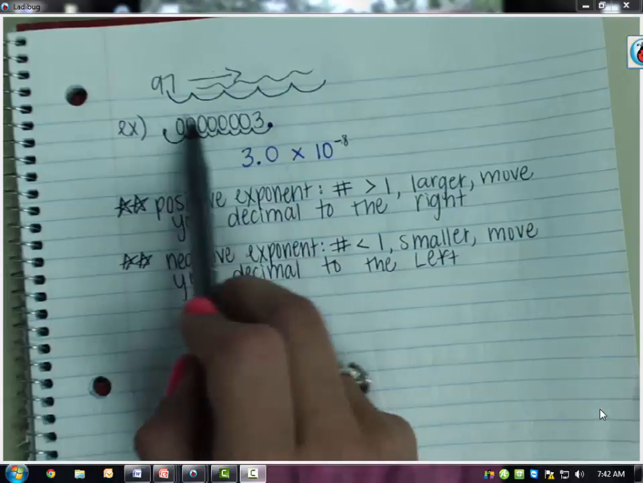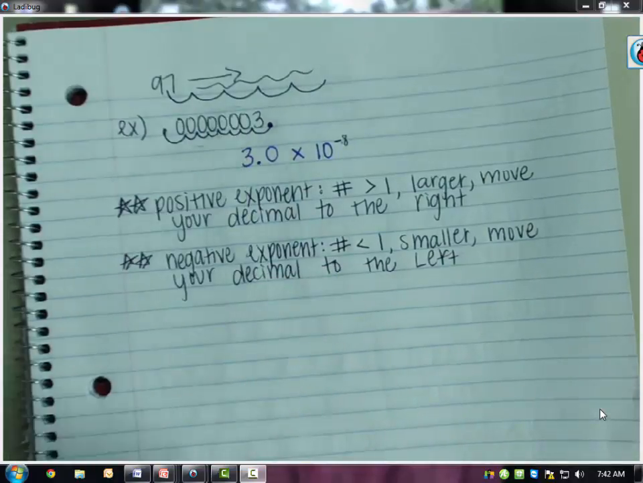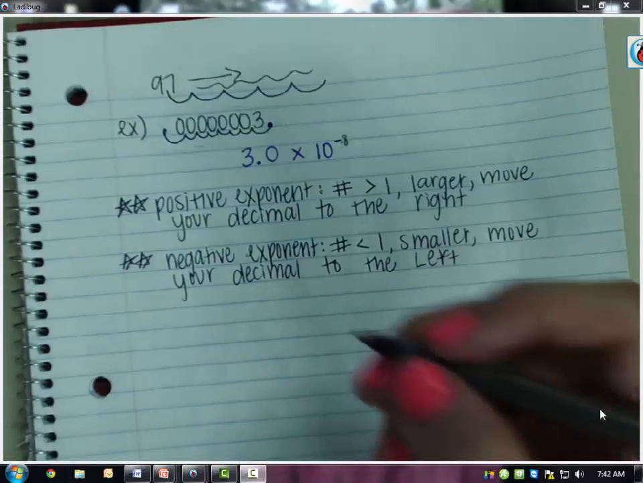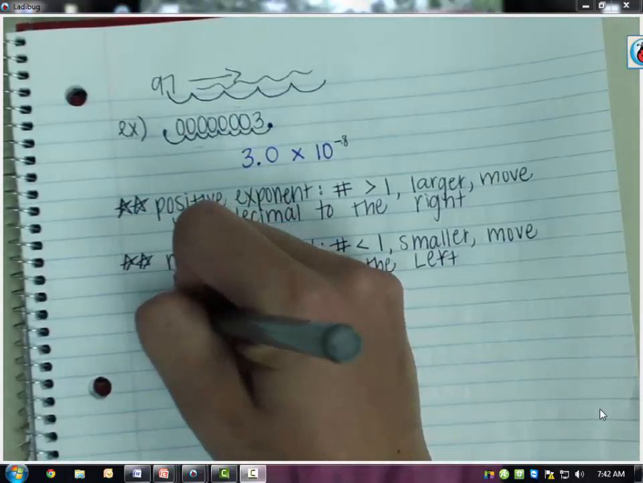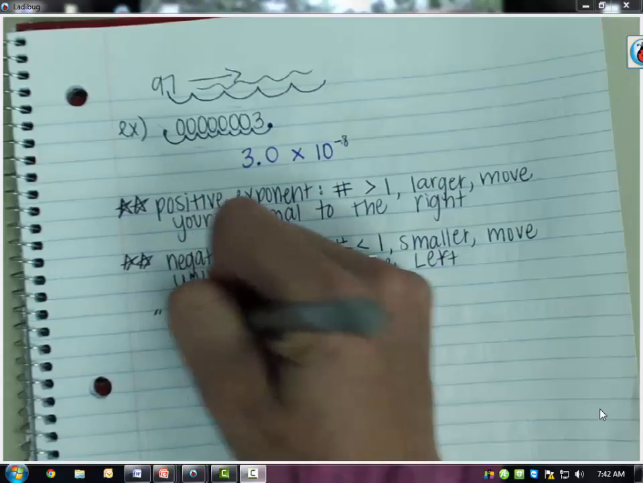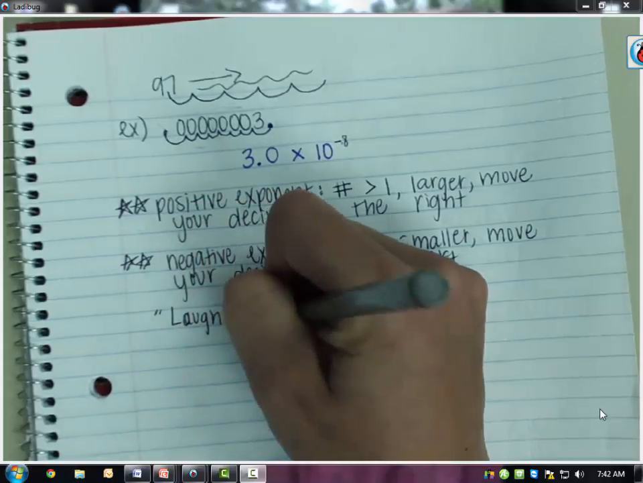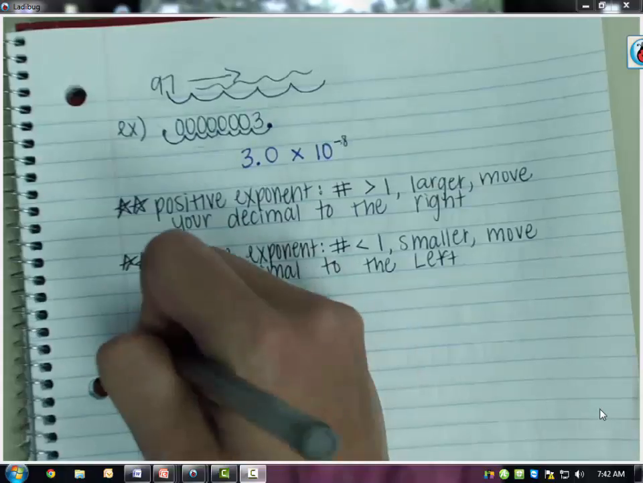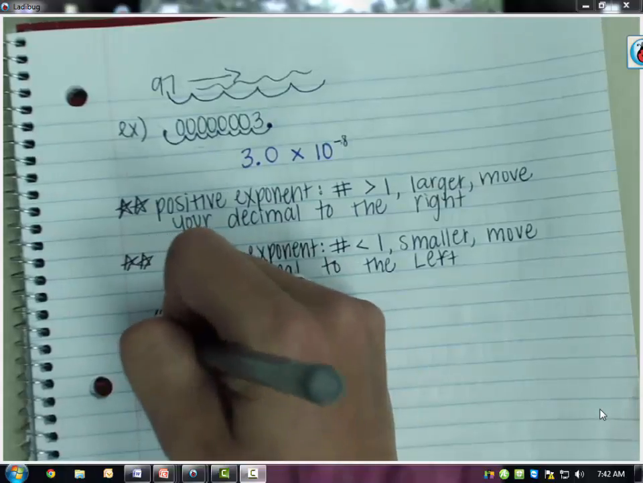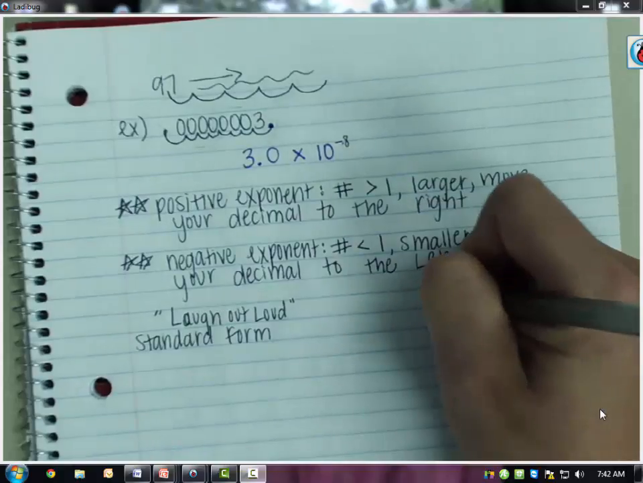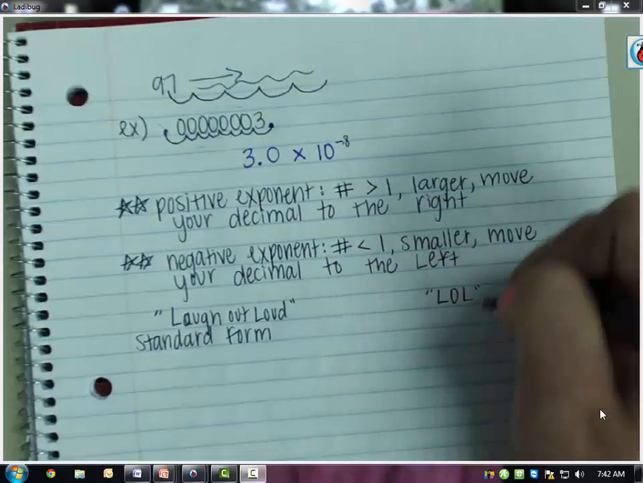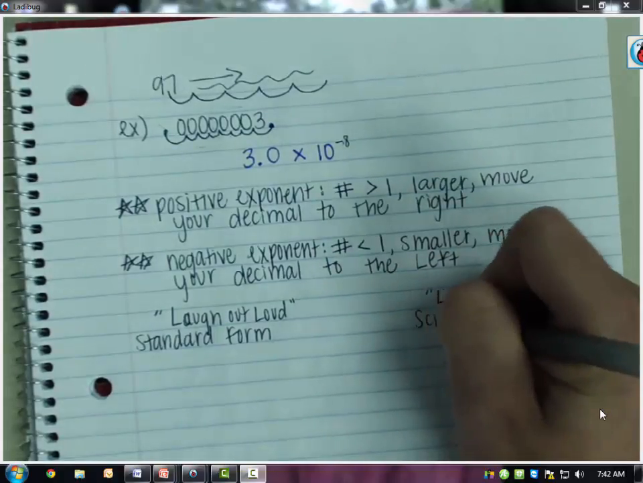Alright, so let's do some examples. We have our laugh out loud. What do we call our laugh out loud? We call it our standard form. Then we have our LOL, and that's called our scientific notation.